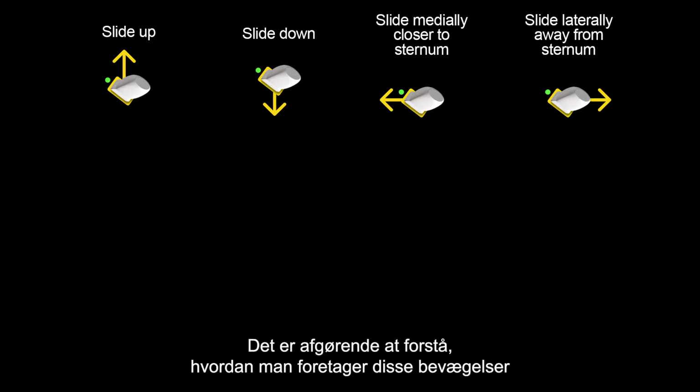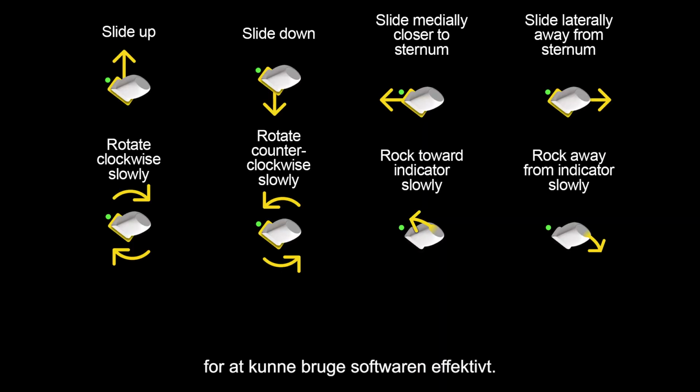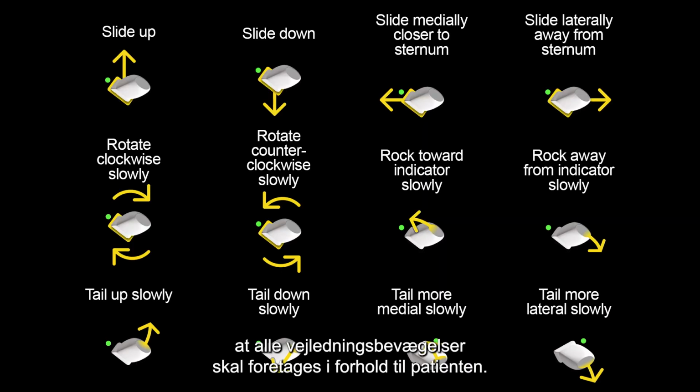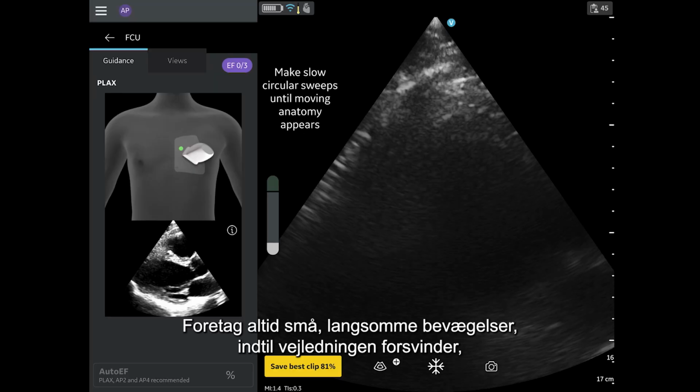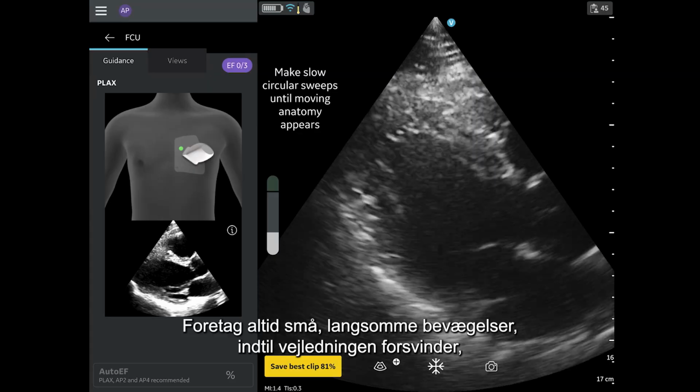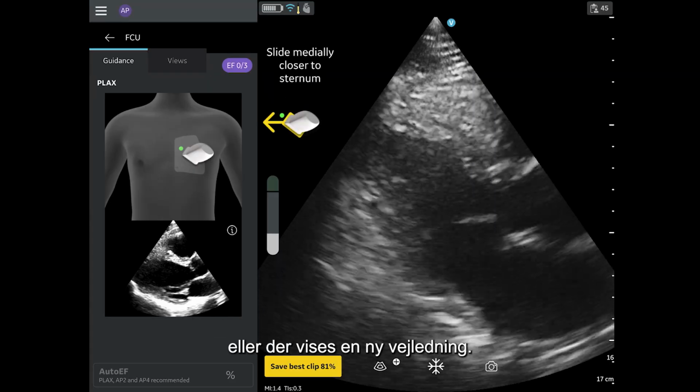Understanding how to make these movements is crucial for effective usage of the software. It is important to note that all guidance movements are to be made in relation to the patient. Please note that the prescriptive guidance icons may look slightly different on the most current software, but the concepts are the same. Always make small, slow movements until the guidance goes away or new guidance appears.